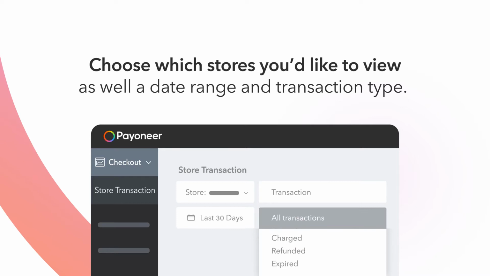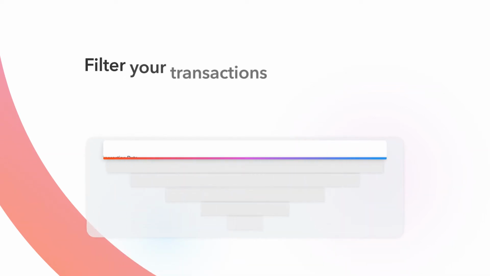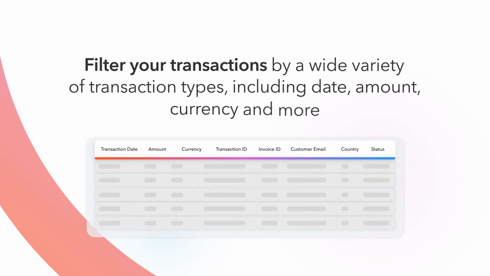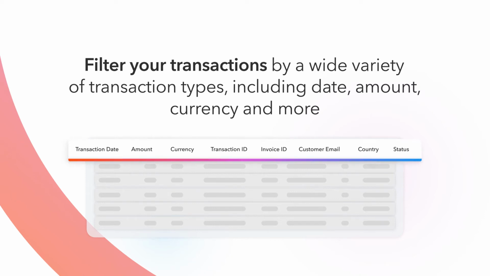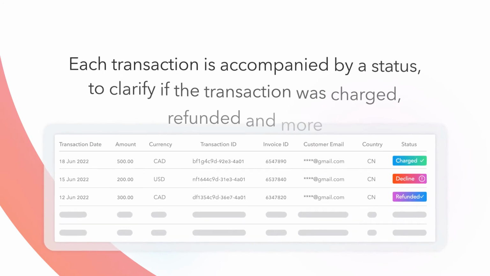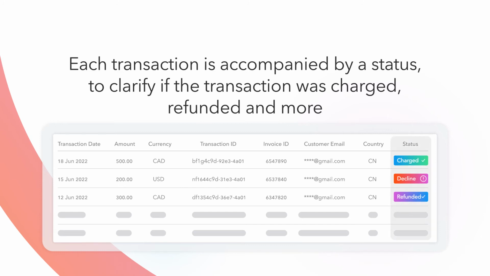range and transaction type. Filter your transactions by a wide variety of transaction types, including date, amount, currency, transaction ID, invoice ID, customer email, country, and status. Each transaction is accompanied by a status. From this, you can see if the transaction was successful or unsuccessful, refunded, charged back, and more.